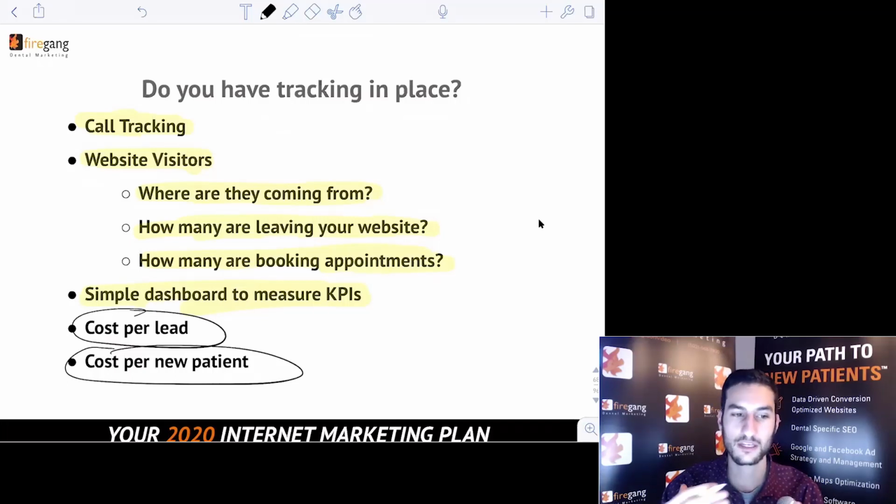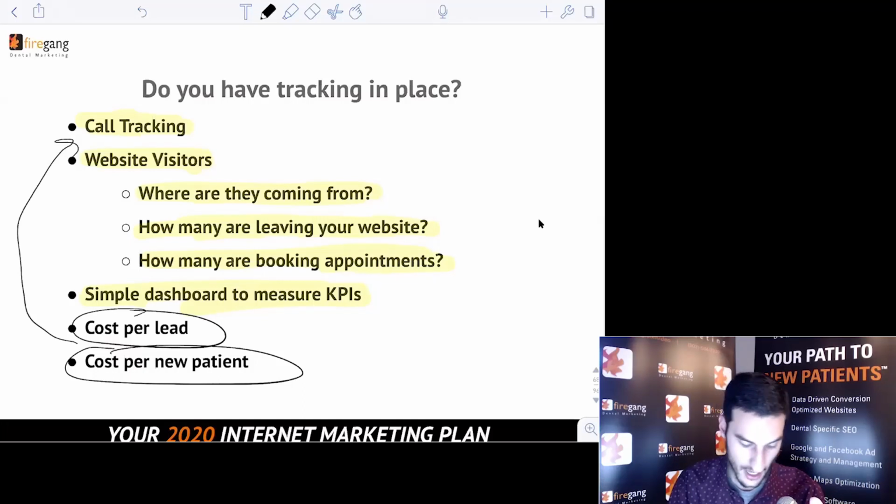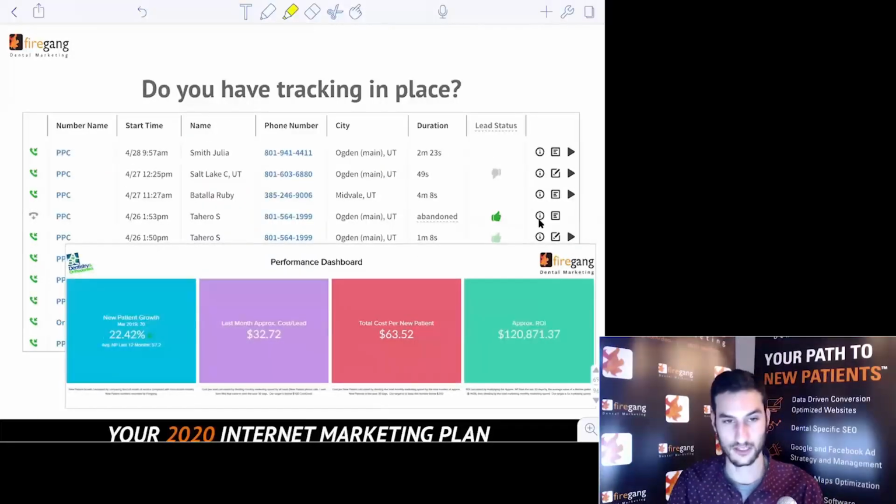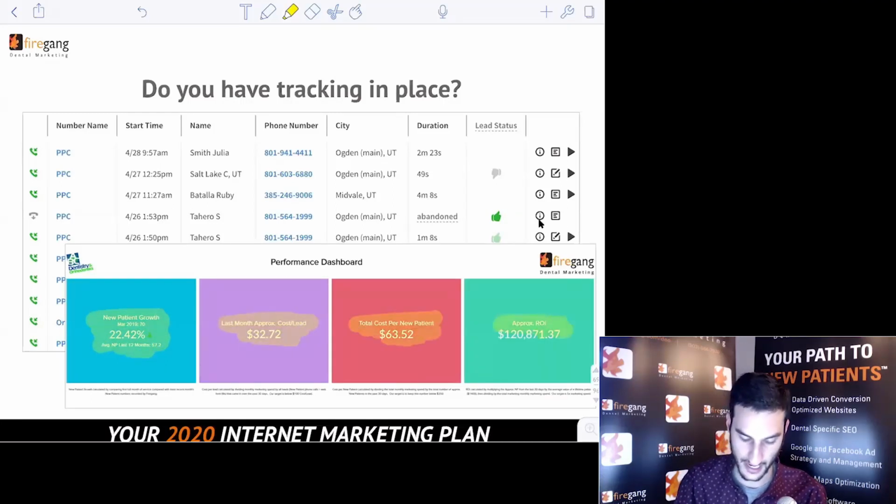And when we can understand what our cost per new patient is and what our cost per lead is, then we can very quickly identify if there's an issue here or there's not an issue here. And then we can go to call tracking to better understand where is the break in this process. So we want to have a dashboard set up that looks something like this. This is what all of our clients have at Firegang to keep it really simple for them to be able to identify what's working, what's not working. On their performance dashboard, we see things like new patient growth numbers, cost per lead, cost per new patient, and approximate ROI for the practice.